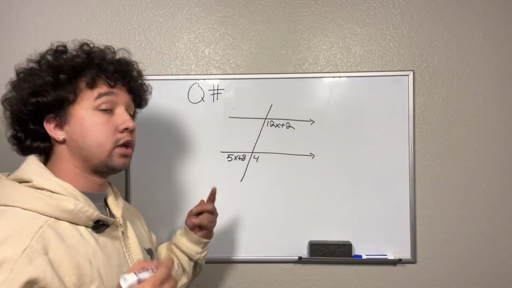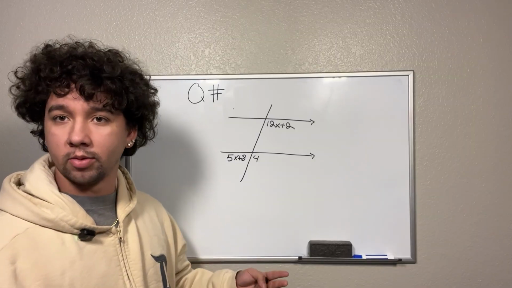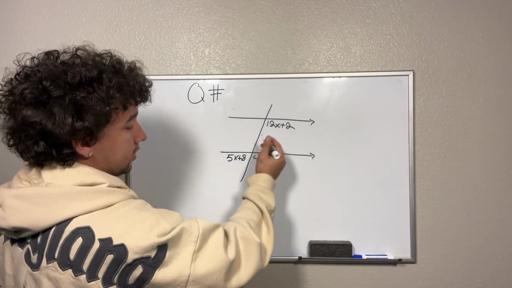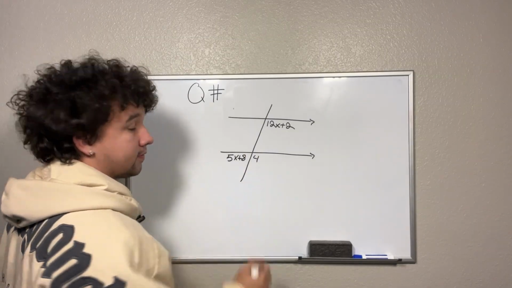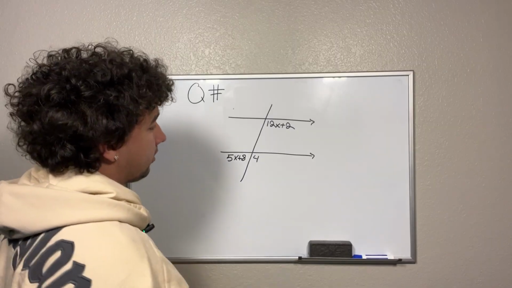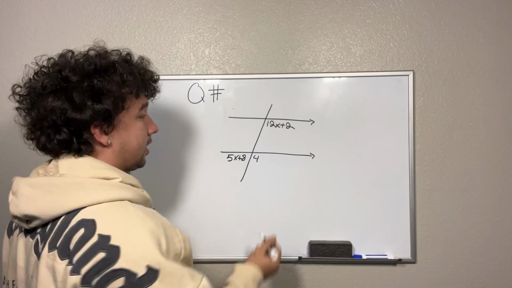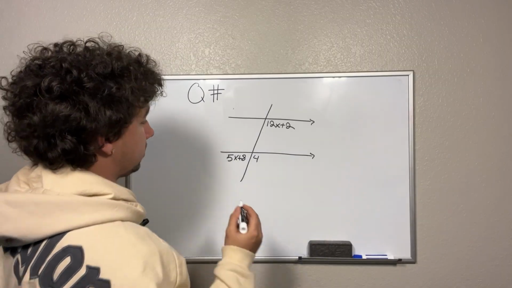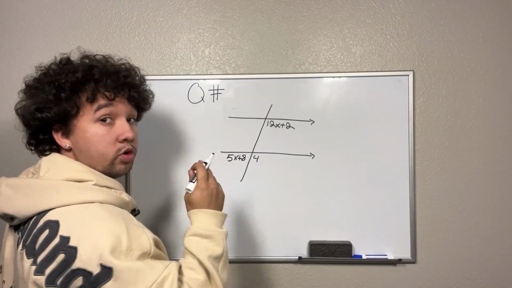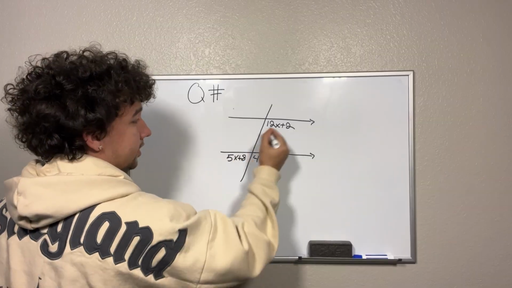So now for this one, we're gonna use those same ideas, but now we have variables included. So what I gotta do is I first gotta solve for x, and then I'm gonna use that to find angle 4. The reason why is because right now I know that 12x plus 2 and angle 4 are corresponding, meaning that these angles are the same. So what I'm gonna do is try to find a way to solve for x, which means I have to figure out the relationship between these two angles, right?